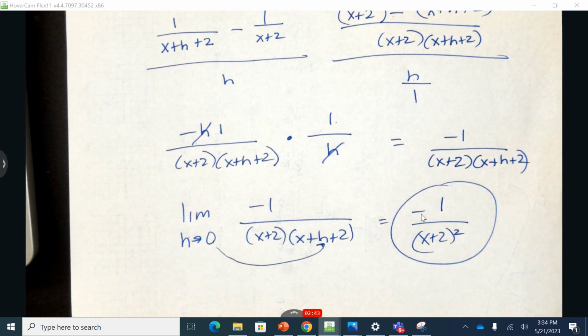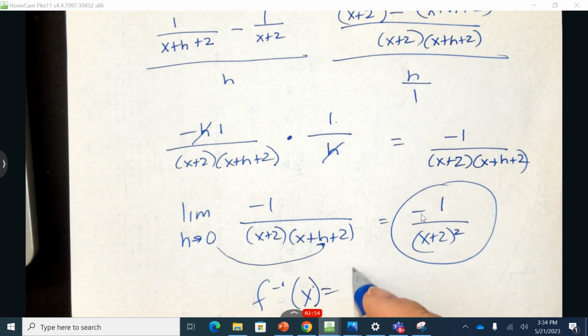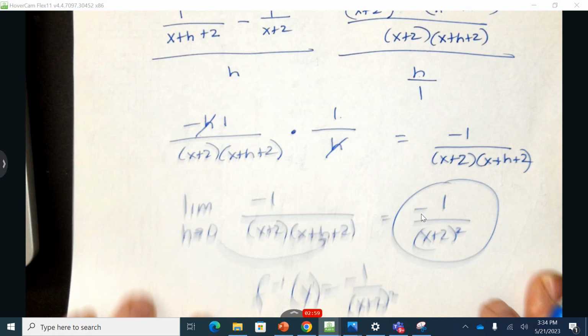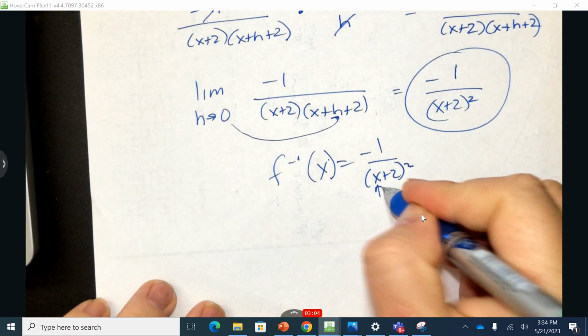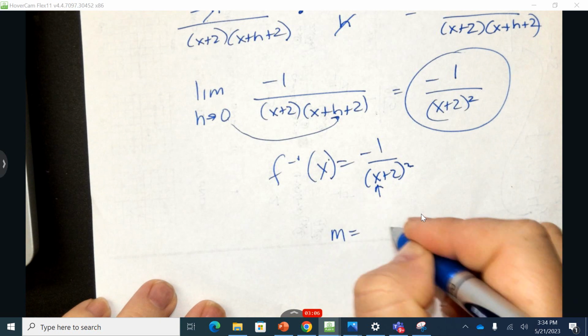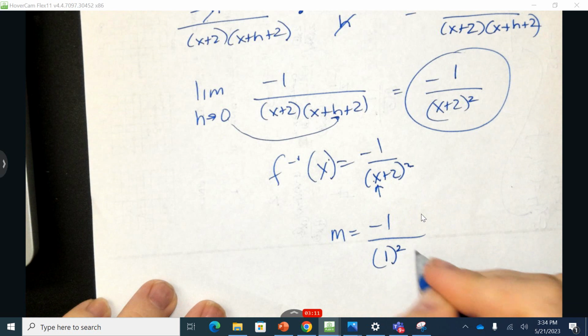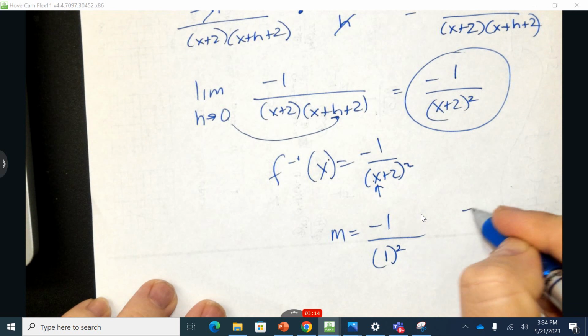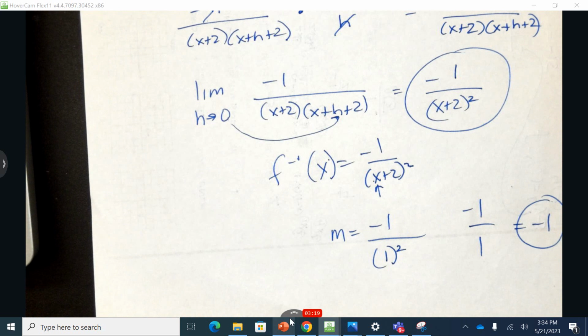So that's what I believe is going to be f prime here. And now we can evaluate the slope at any point along that function. We have to go back and see what the point was. Okay, the x value was negative 1. So I'm going to substitute in negative 1. So the slope is negative 1 over negative 1 plus 2, which is 1. 1 squared is 1. So negative 1 over 1 is simply negative 1. Let's look at the next problem.